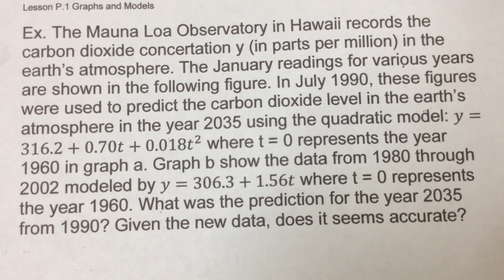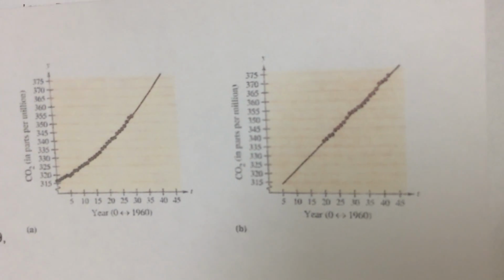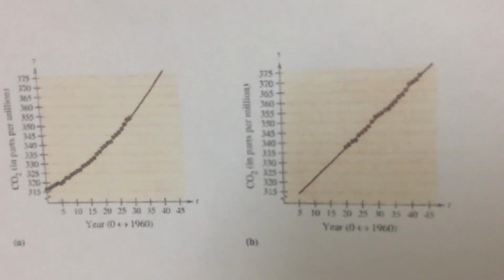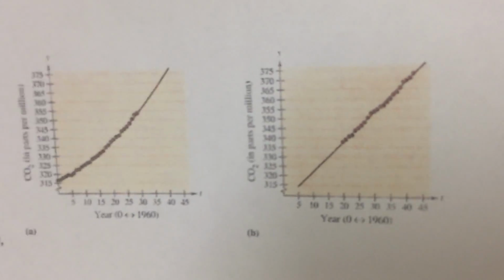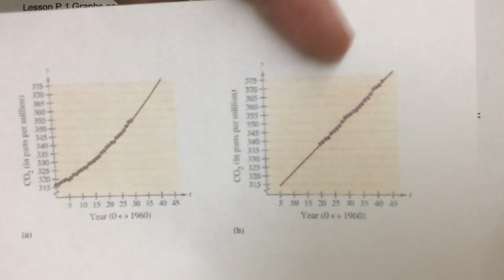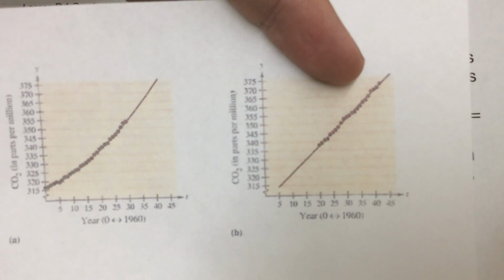So what's not on this sheet are these two graphs. So these are the graphs they're talking about, which should be in your notes, and I'll double check to make sure they are. But these are the graphs they're looking at. So in 1990, this is where they thought it was going, and then in 2002, they said, hey, this is where it's going, and came up with a new graph.